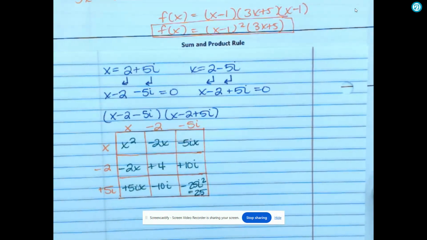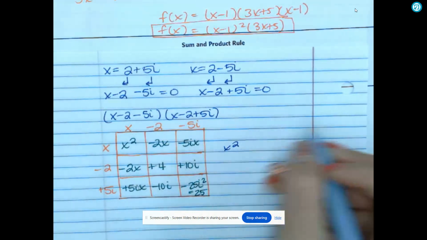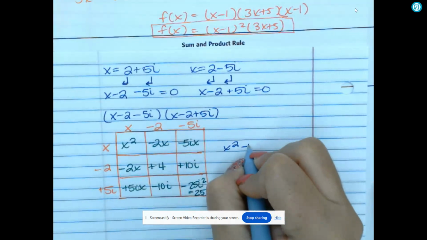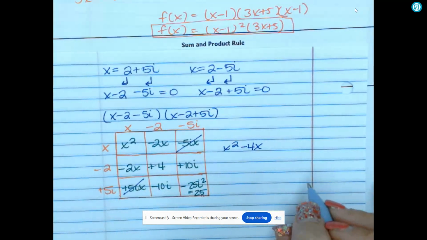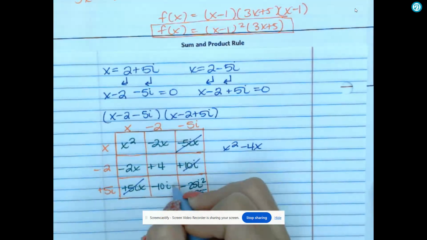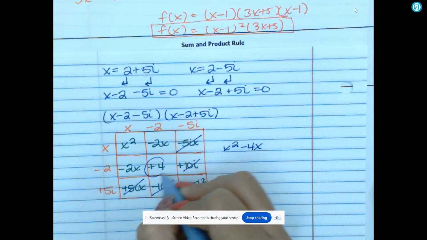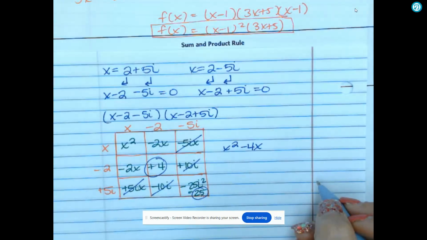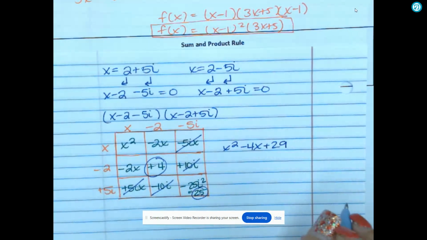Now if I simplify this, I would have x squared, minus 2x and minus 2x would become minus 4x. The minus 5ix and the plus 5ix are going to cancel out. The plus 10i and the minus 10i are going to cancel out. And then we would have 4 plus 25, which would give me positive 29. Okay, so that's if I work that out the long way.